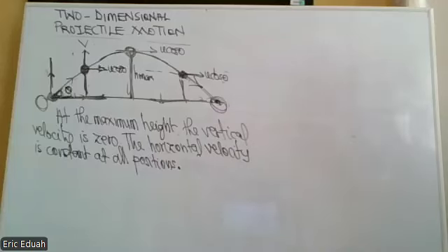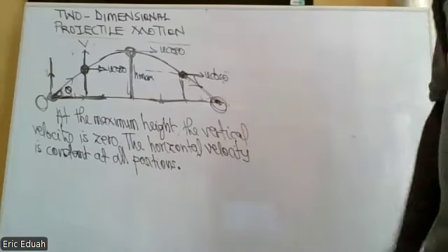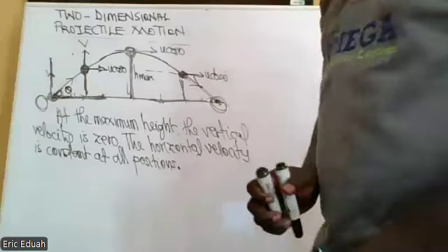Sir, because of gravity. Don't forget, gravity does not affect the body or the projectile horizontally. It only affects it vertically. So the vertical velocity will be reduced to 0 because of gravity. Okay.